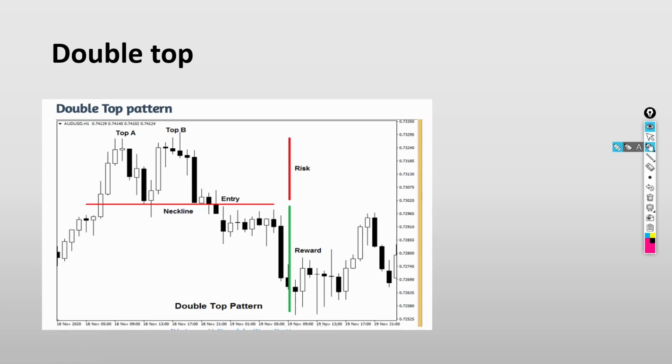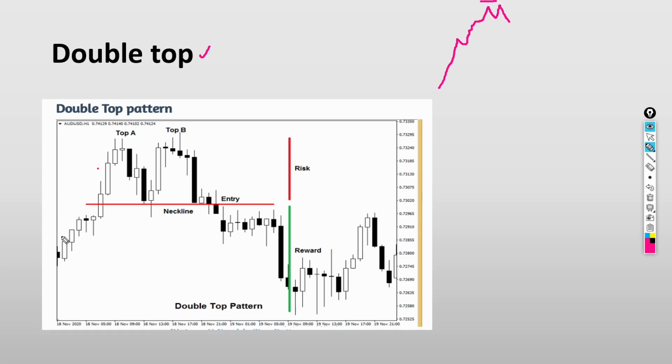So we are going onto the next one, and that is the double top. This is our other chart pattern. The double top occurs in an uptrend. That's why it is called top. For a clear uptrend, you get something like that. This is what we call the double top.